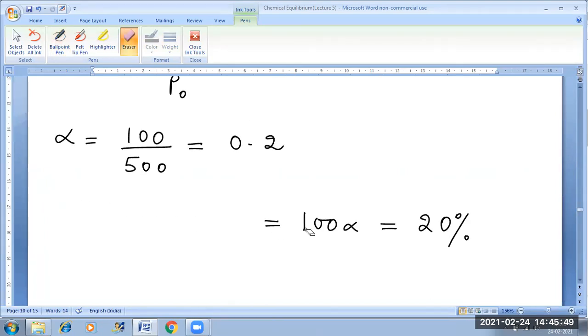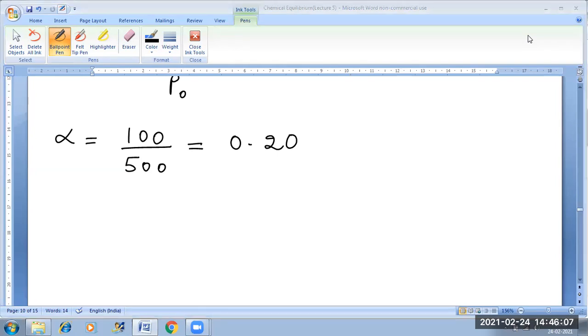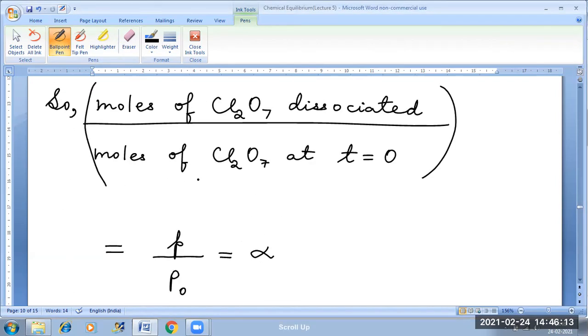Percentage dissociation was not asked for, so let's not calculate it. Alpha is called degree of dissociation. If percentage dissociation is not asked, don't calculate percentage dissociation. Calculate only degree of dissociation if they ask you for degree of dissociation only.